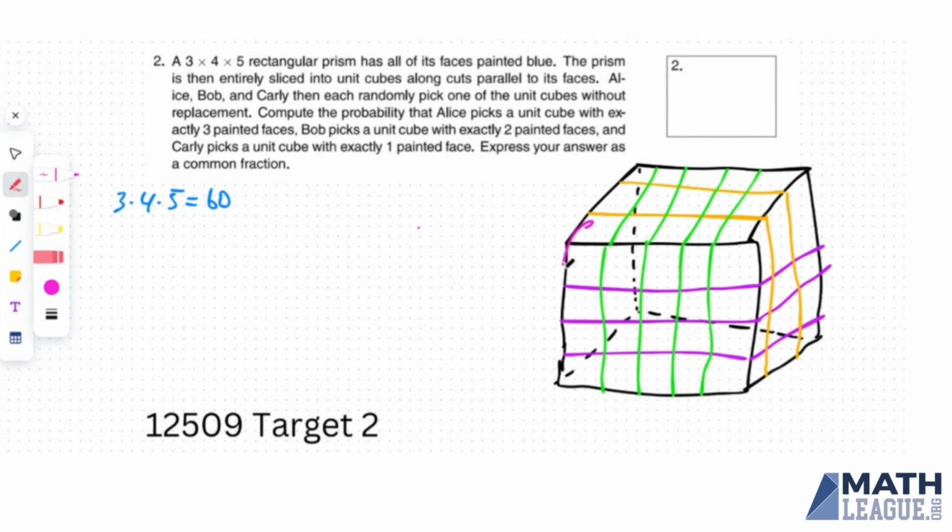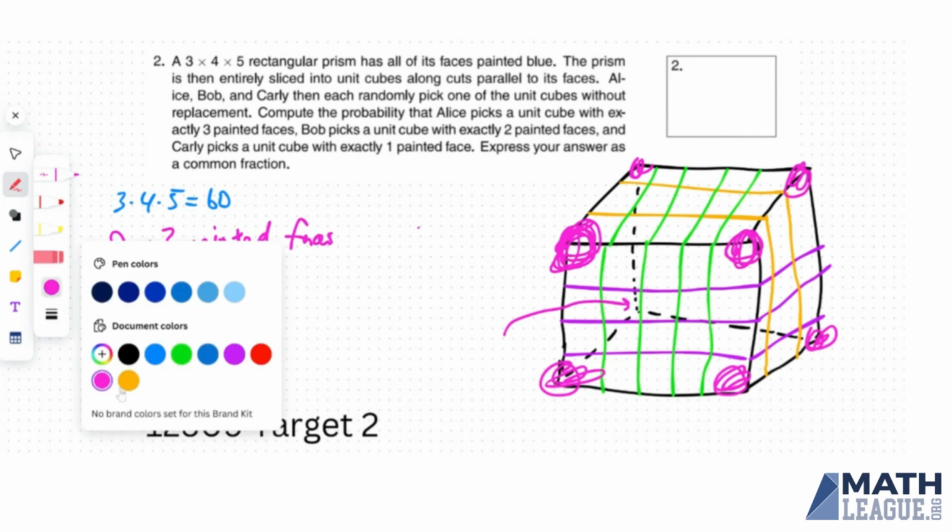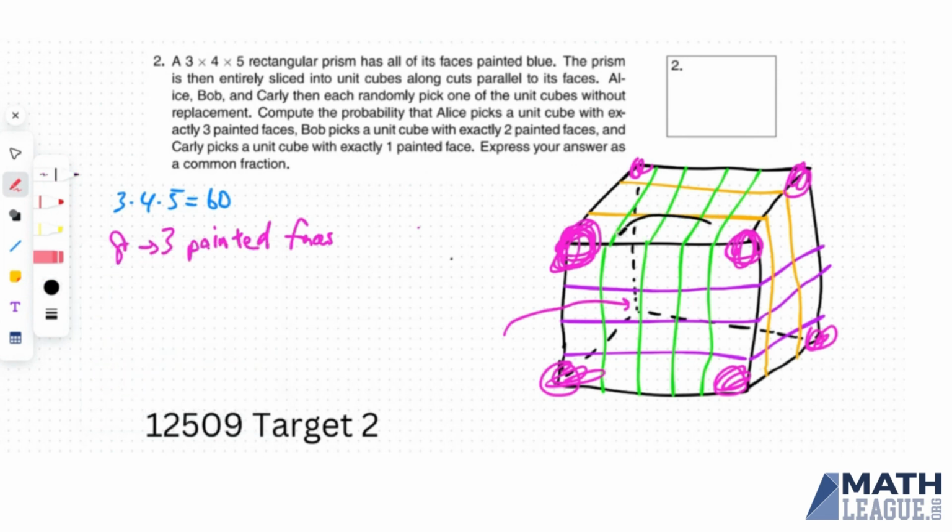We can see that each of the corner cubes, of which there are 8 because a rectangular prism has 8 vertices, has 3 painted faces. Those are the only ones with 3 painted faces, the corner unit cubes. Now, the next thing we can figure out is the number with 2 painted faces. Those are the ones that are along the edge of the prism, but are not on a corner.